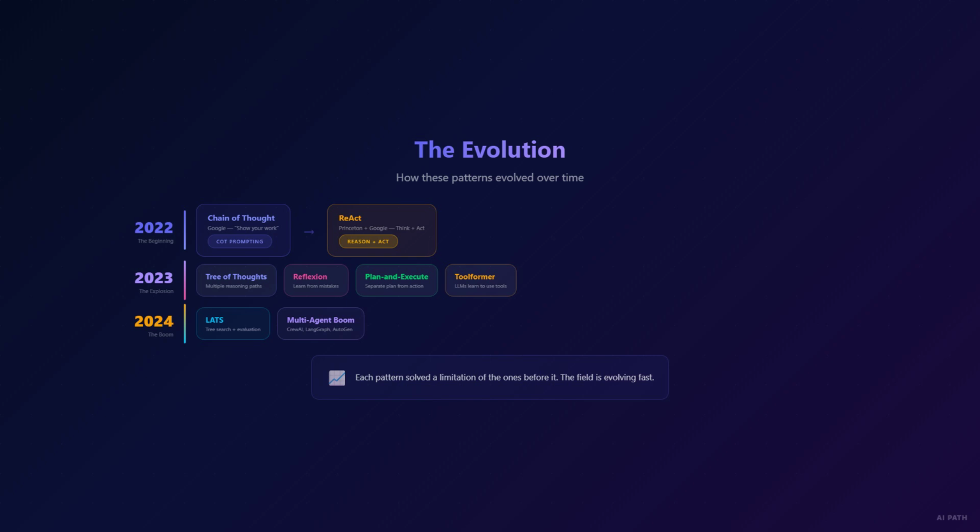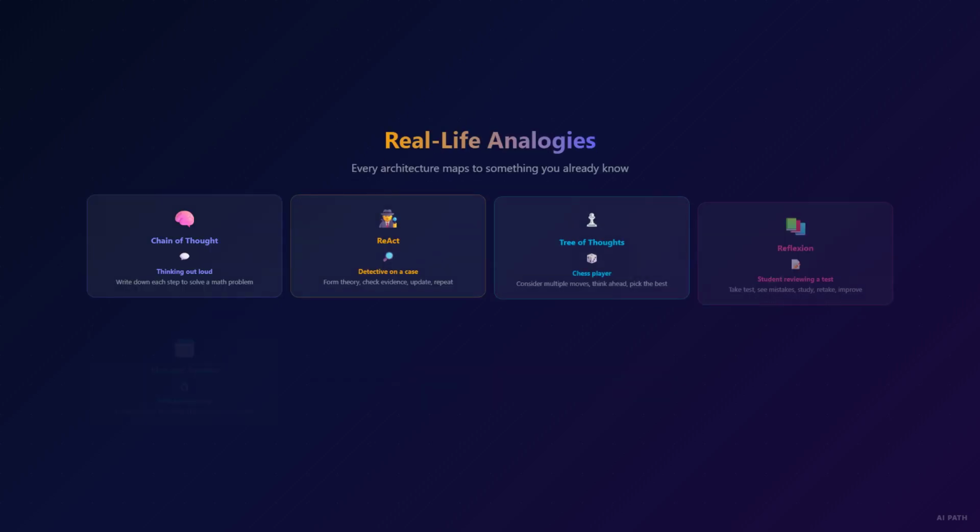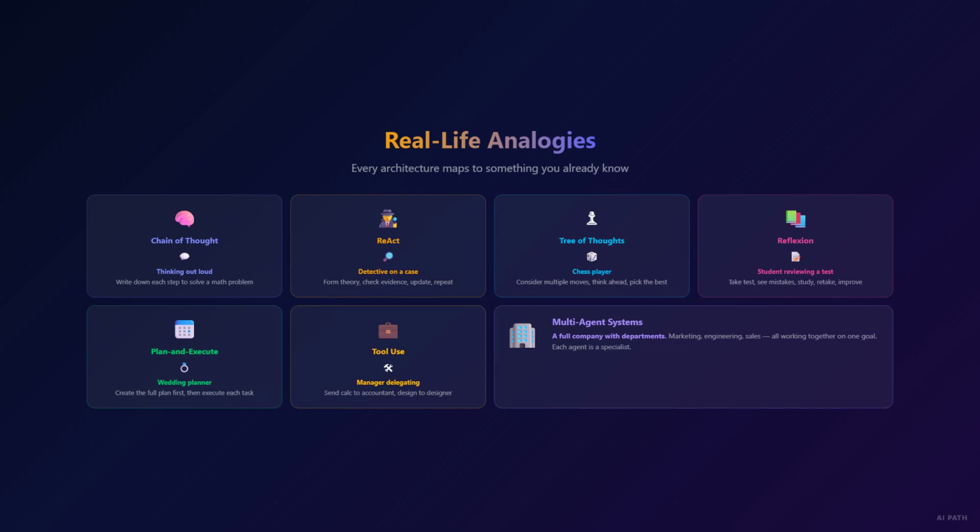Reflection taught agents to learn from mistakes. Plan and execute split planning from doing. Toolformer showed LLMs could learn to use tools on their own. By 2024, LATS combined tree search with evaluation, and multi-agent frameworks like CrewAI and LangGraph exploded. Each pattern solved a limitation of the ones before it. Let's make these click with real-life analogies.